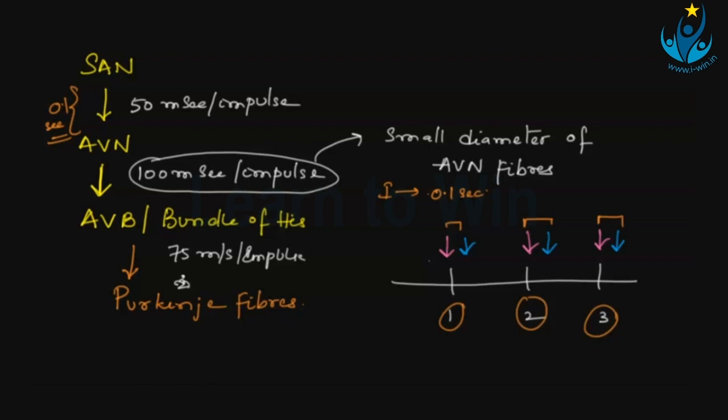So that's why you have that 0.1 second delay, and that delay is further helped by the small diameter of the AVN fibers. By the time the signal moves from the AVN to the AVB, because the atrial repolarization has already happened, it will become faster in this stage, right? So this is cardiac conduction.